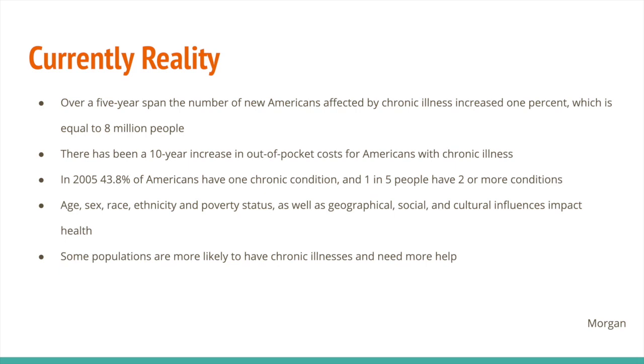In 2005, at least 43% of Americans self-reported having at least one chronic condition, and 1 in 5 people have 2 or more conditions. Age, sex, race, ethnicity, and poverty status, as well as geographical, social, and cultural influences impact health and the susceptibility to chronic illnesses. Some populations are more likely to have chronic illnesses and need more help.